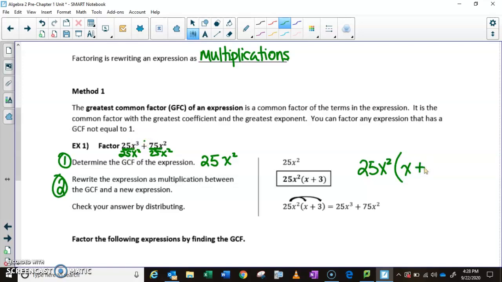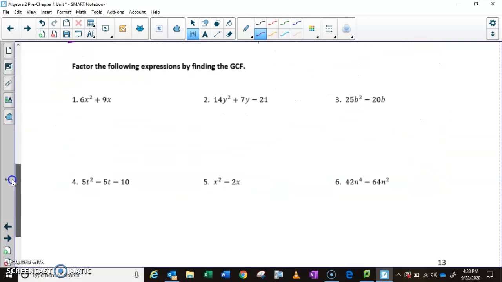Now your next term, 75 divided by 25 is 3. X squared divided by x squared, they all cancel out. Close the parentheses. How do I check? Well, I check my answer by distributing what we had gotten once I had completed my factoring by a greatest common factor. So use our distributive property that we practiced last lesson, and we should come back to the original problem. So 25x squared times x is 25x cubed. 25x squared times 3 is 75x squared.